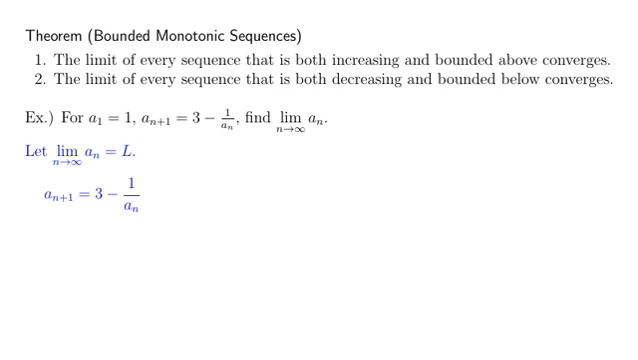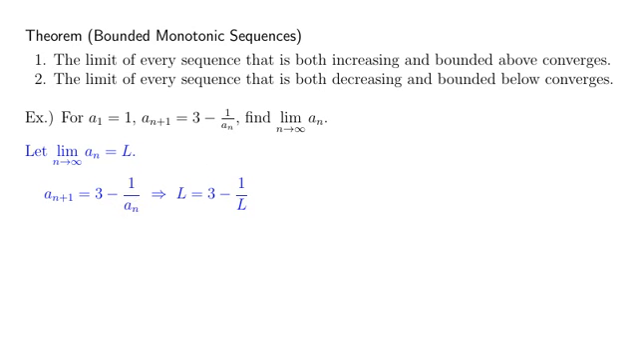If you take the limit of both sides of the recursive formula, you're going to get this. You can see that the limit of the left-hand side is going to be L, because that's what we assumed here. And you have 3 minus 1 over the limit of a_n, which is L. So you end up getting this equation.